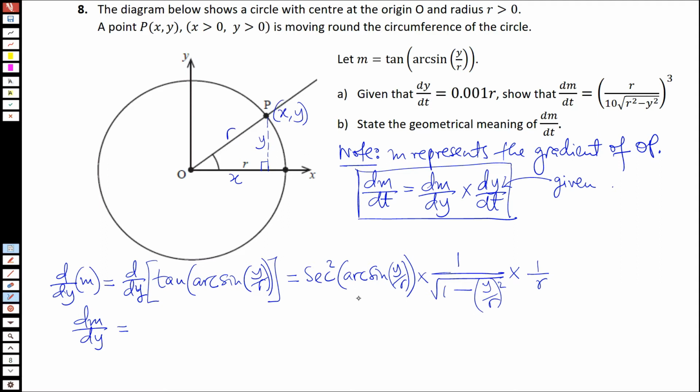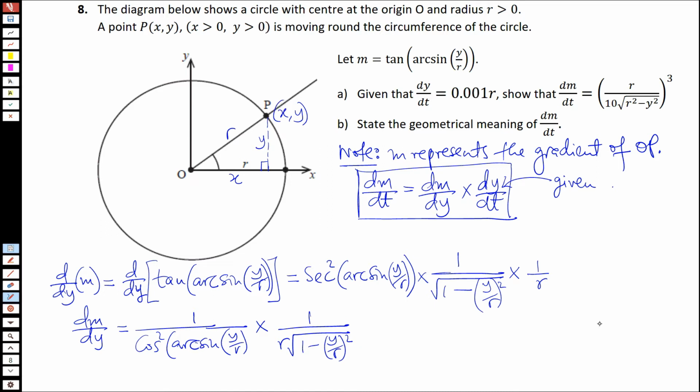So it means that dm over dy will be equal to, as we can see, the same as 1 over cosine squared of arc sine y over r, and then multiplied by, we can multiply these two together, so we'll have 1 over r multiplied by the square root of 1 minus y over r squared.